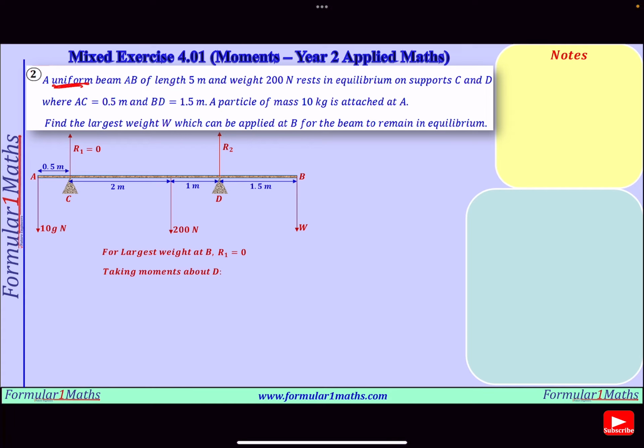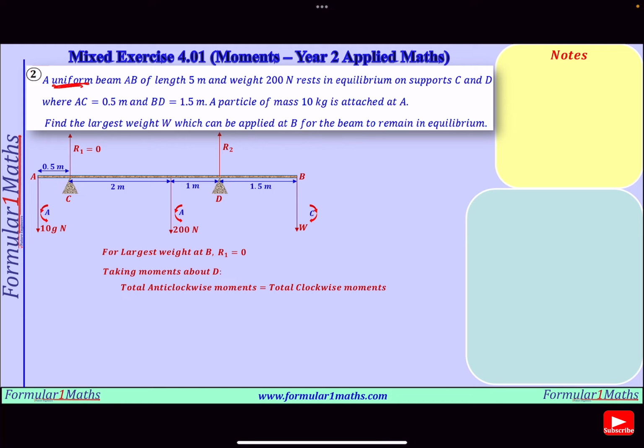Before we take moments, let's look at the nature of the moments that will be produced by R2, the 10 kilogram mass, the 200 Newton weight, and W. Taking moments about D means the 10 kilogram weight will produce an anti-clockwise moment, and the 200 Newton weight will also produce an anti-clockwise moment about D. But W will produce a clockwise moment about D. We don't want to use negative and positive moments, so we are going to say the total anti-clockwise moment is equal to the total clockwise moment.